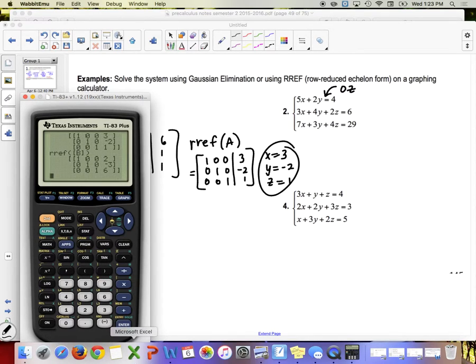So our x is going to be 2, our y is going to be -3, our z is going to be 6. Does that make sense? Even easier than what you guys learned last year, right? It's pretty simple. All right, you guys can go on your break.